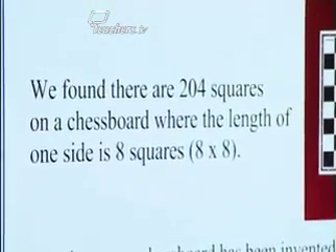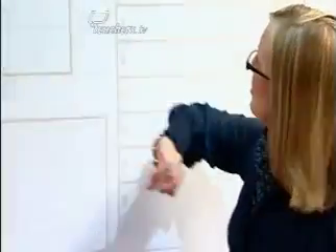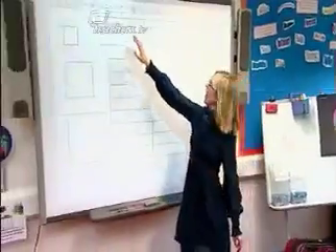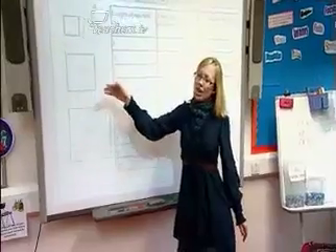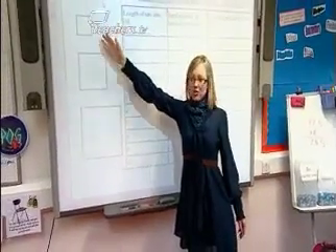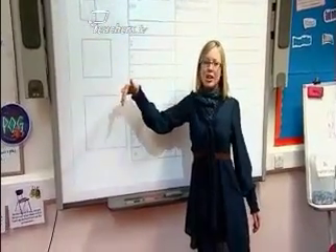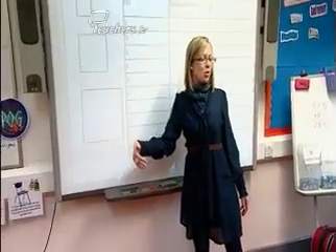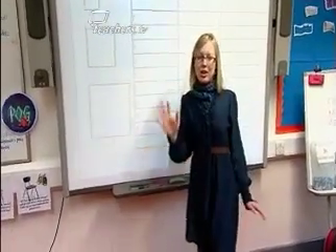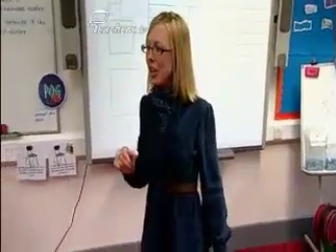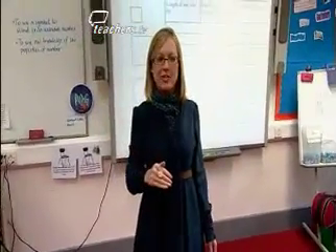Ultimately, I wanted the children to discover if a chessboard was made that was 25 squares in length, how many squares they would find. We're going to start by looking at how many squares are in a chessboard with 1 square, 4 squares, 9 squares, and then go on to 16 squares. But we're not, you'll be pleased to hear, going to do that all the way up to 25.